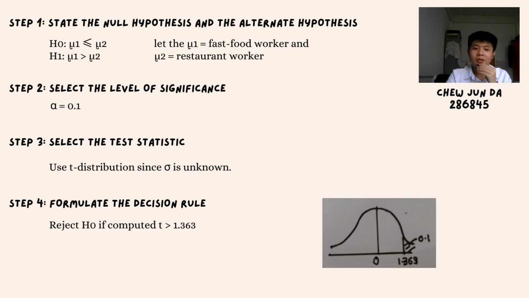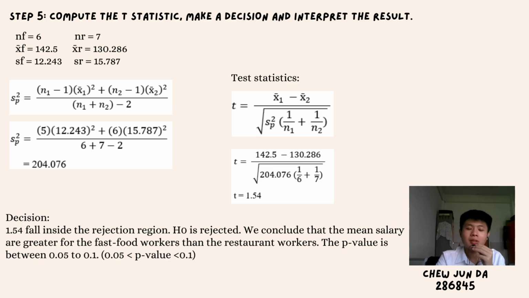For this question, H0 is mu1 less than or equal to mu2. H1 is mu1 more than mu2. Let mu1 be the fast food worker and mu2 be the restaurant worker. Step 2, the significance level is 0.1. Step 3, we use the T distribution since the standard deviation is unknown. Step 4, reject H0 if computed T is more than 1.363.